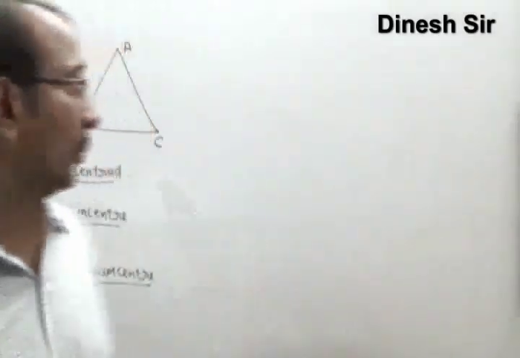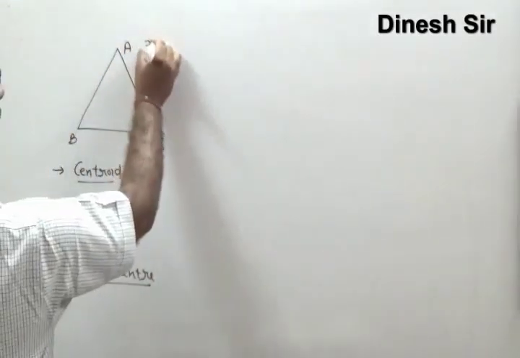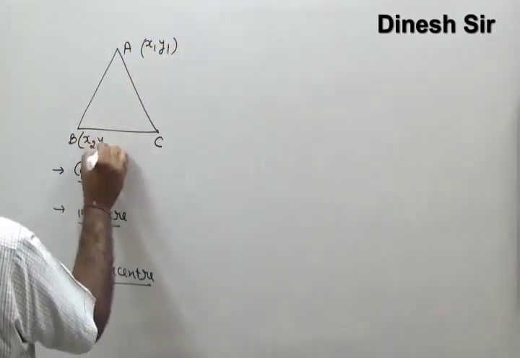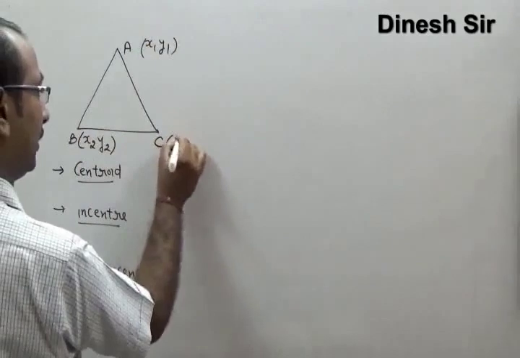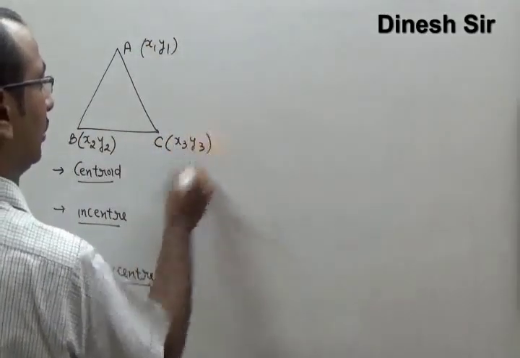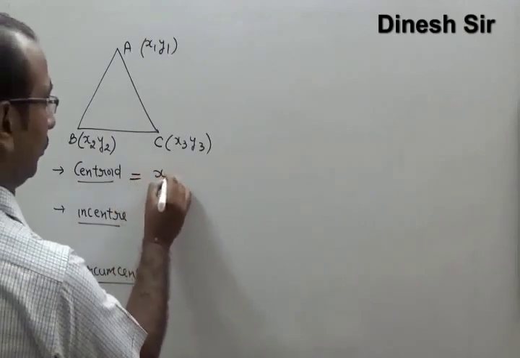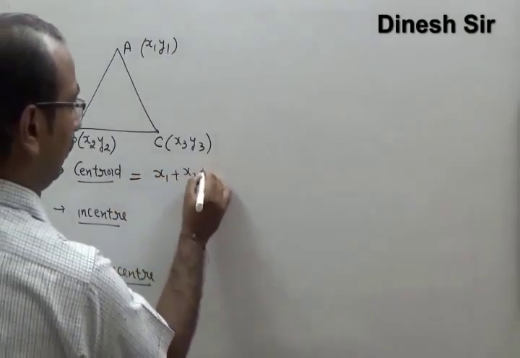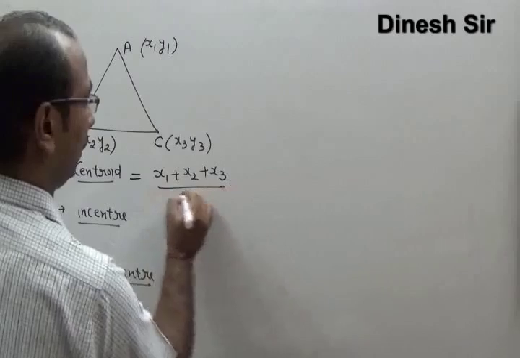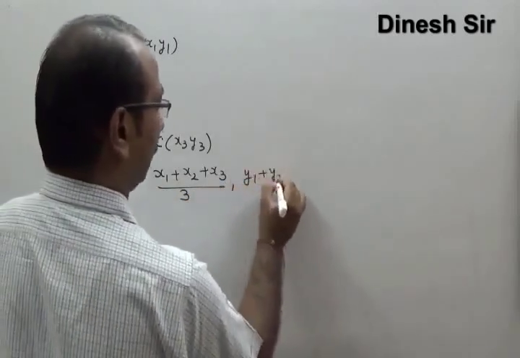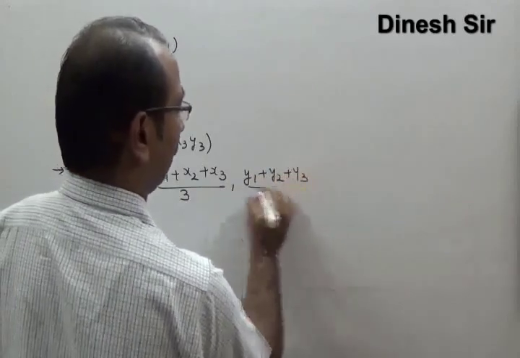Centroid: suppose the coordinates of A are given as x1, y1, coordinates of B are x2, y2, and coordinates of C are x3, y3. Then we can say that the coordinates of the centroid are x1 plus x2 plus x3 upon 3, that is the abscissa, and y1 plus y2 plus y3 upon 3, that is the ordinate.